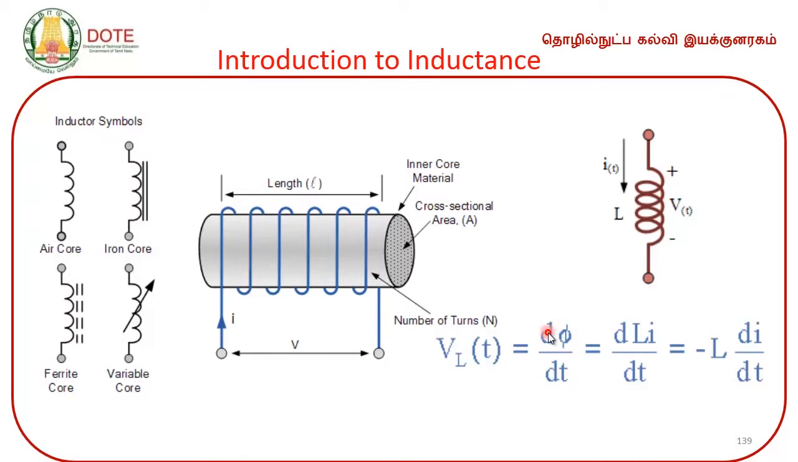Rate of change of flux, that is change of flux with respect to time, dφ by dt, that is L into di by dt. So the voltage drop across the coil, according to Ohm's law, when the voltage drop across the resistor is V equal to I into R. Similarly here the voltage drop across the inductor is V equal to L into di by dt, that is rate of change of current through the coil, right.